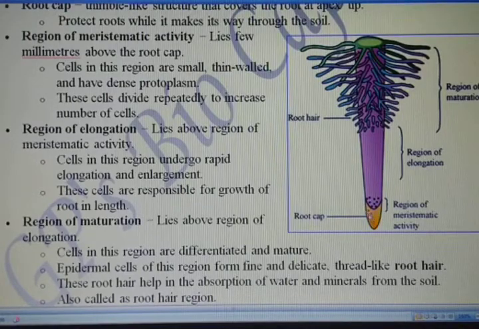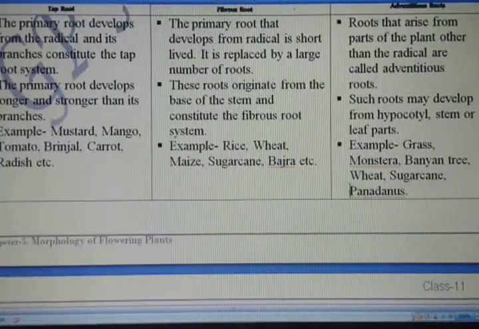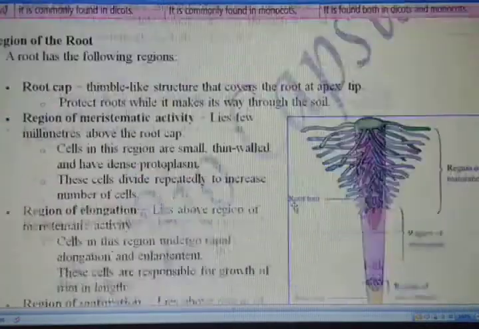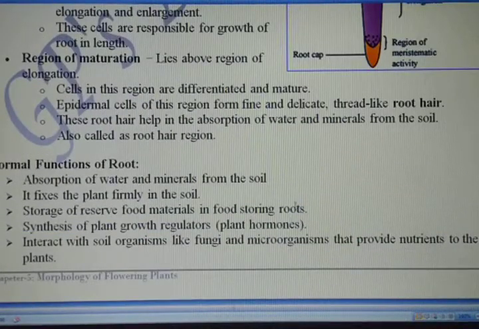In some plants it may be multi-layered. A very good example is pandanus, which I mentioned earlier. In this case the root cap is multi-layered, so that when it moves under the ground, it is prevented from getting damaged.